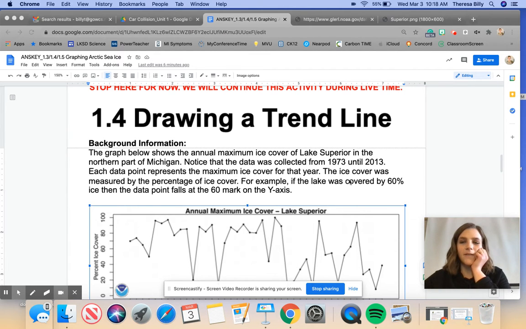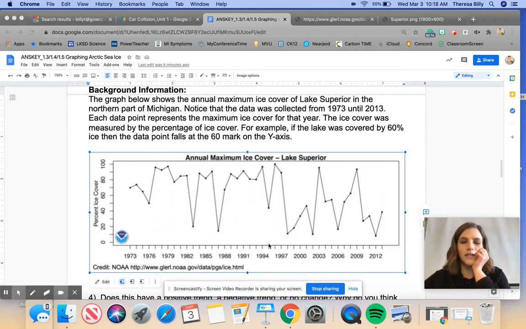Notice that the data was collected from 1973 until 2013. Each data point represents the maximum ice cover for that year. The ice cover was measured by percentage. So, for example, if we saw that the lake was covered by 60% ice, then that data point would be matching with the 60 line on our graph.